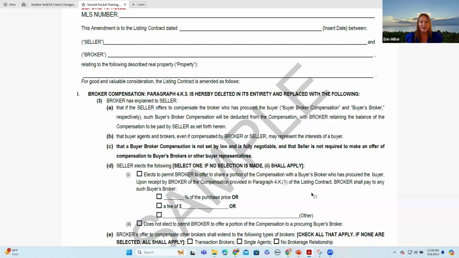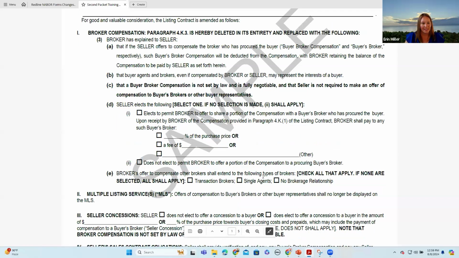And subparagraph D, giving the seller the option to elect to permit the broker to offer to share compensation to a buyer's broker, or subparagraph D2, does not elect to permit broker to offer a portion of the compensation to a procuring buyer's broker. So this paragraph would amend paragraph 4K3 in your listing agreement and give the seller the option to offer compensation to a buyer's broker or not elect to offer a portion of the compensation to a buyer's broker.